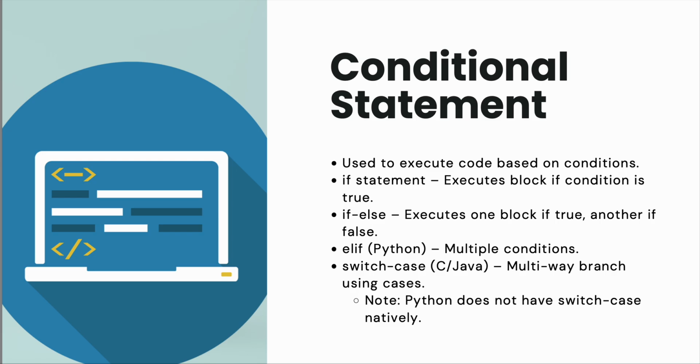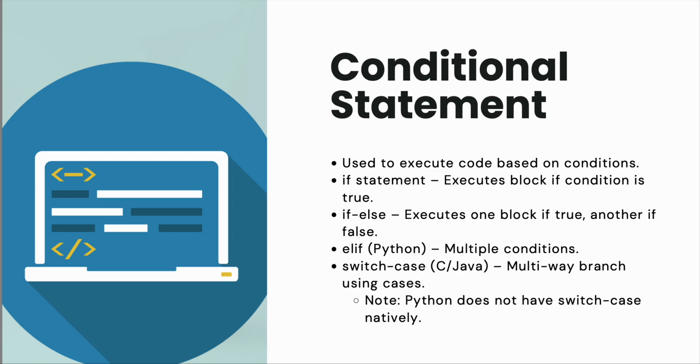So it is used to execute code based on conditions, and the statements that we use in conditional statements are if, if else, like that. So if is a statement which will execute if the condition is true. If else is another statement which executes one block if it is true, another if it is false. And in case of Python, we use elif for multiple conditions. In case of C and Java, we can use switch case or multi-way branch using cases.